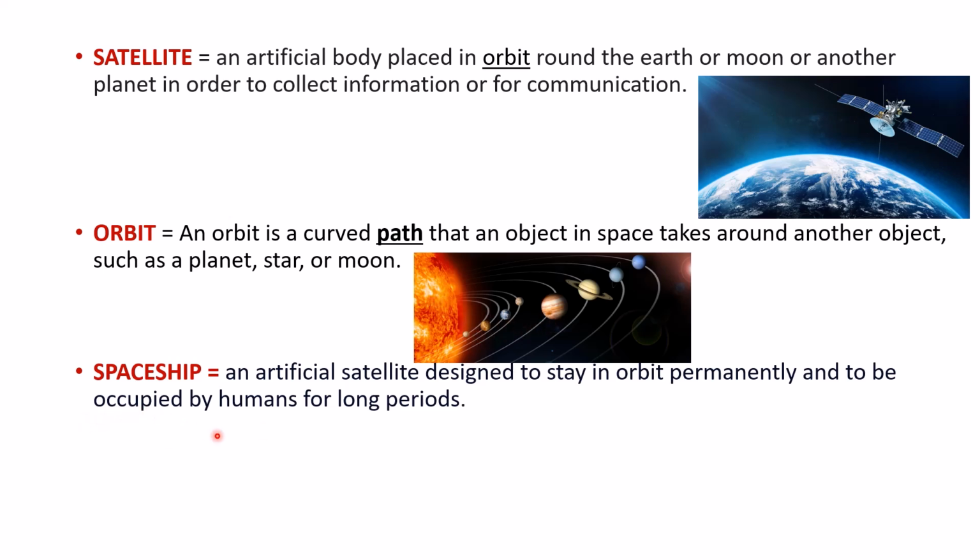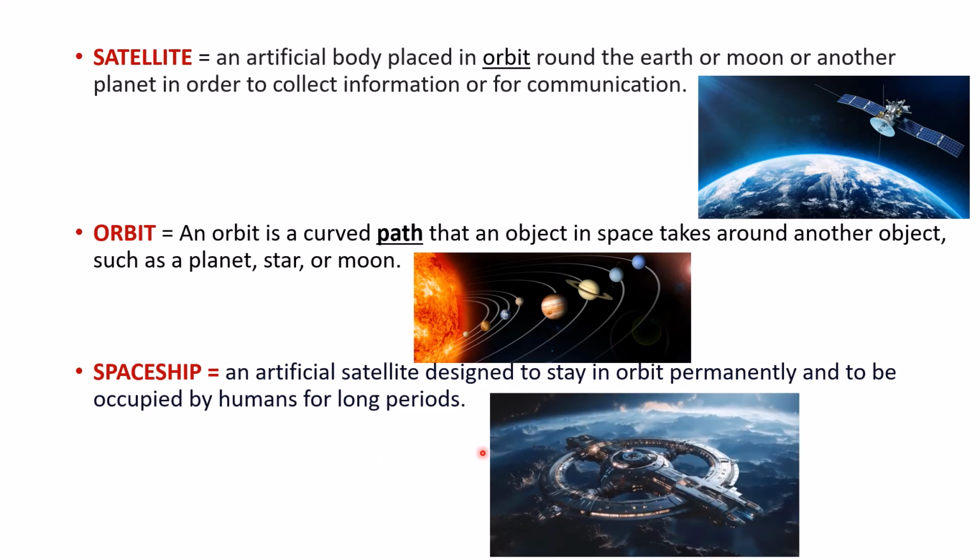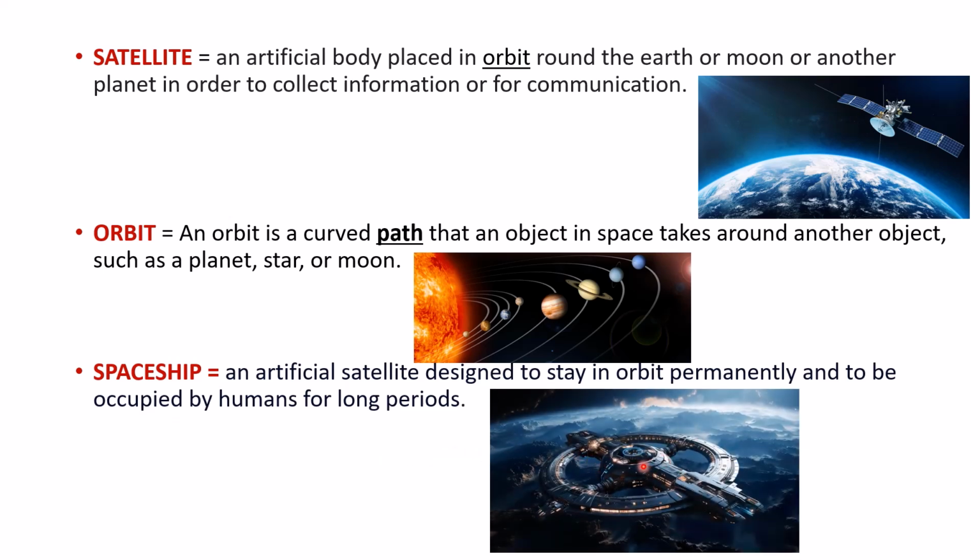So spaceship, this is very important, students. It's an artificial satellite, means very huge in size. It's an artificial satellite designed to stay in orbit permanently and to be occupied by humans for long periods. So the humans can go inside these spaceships and they can conduct experiments and stay there for longer periods.